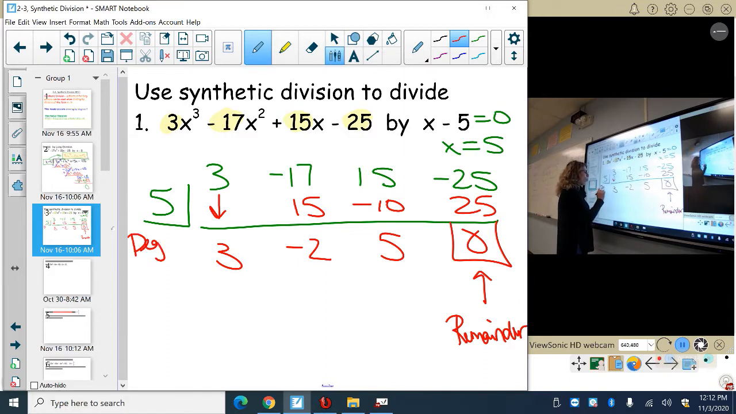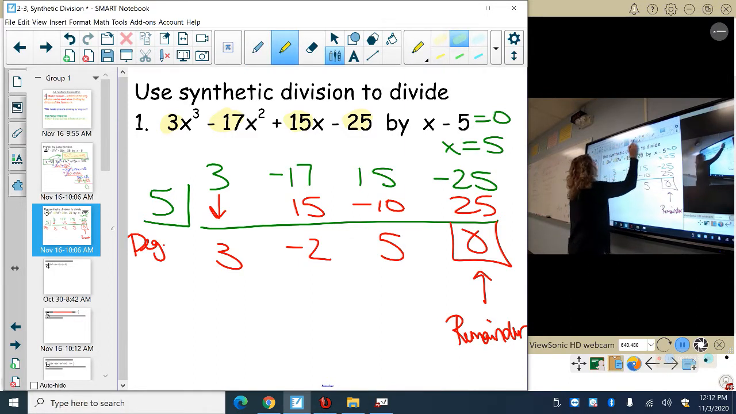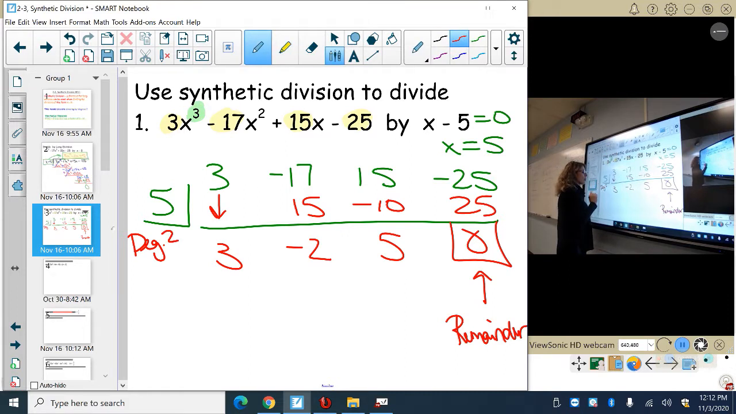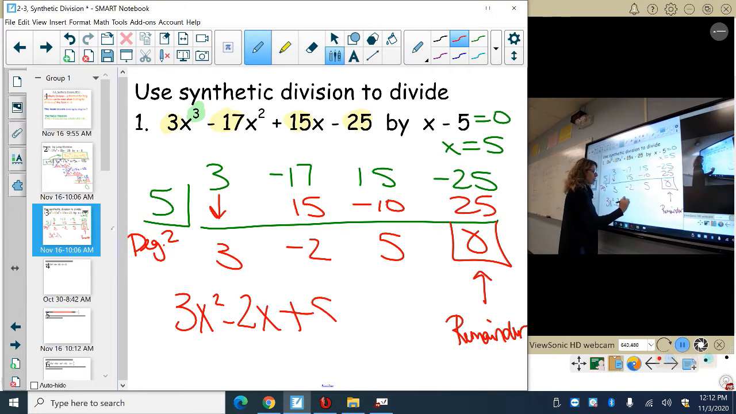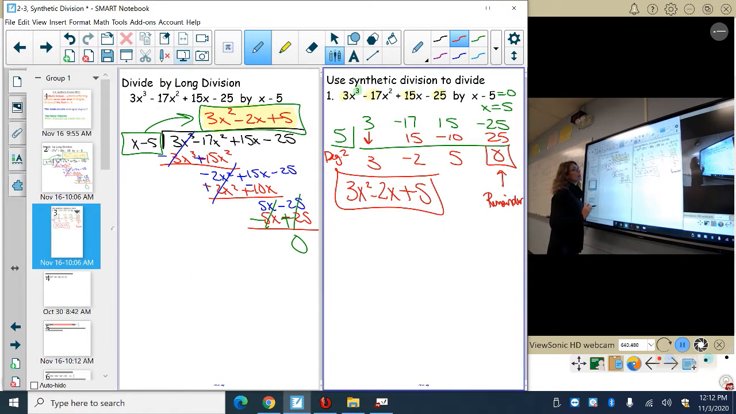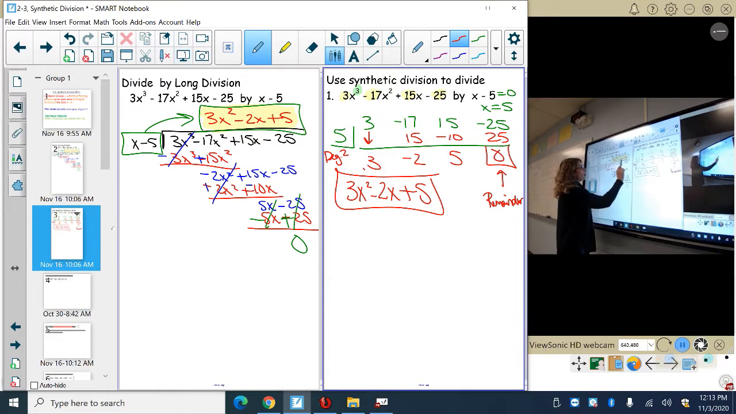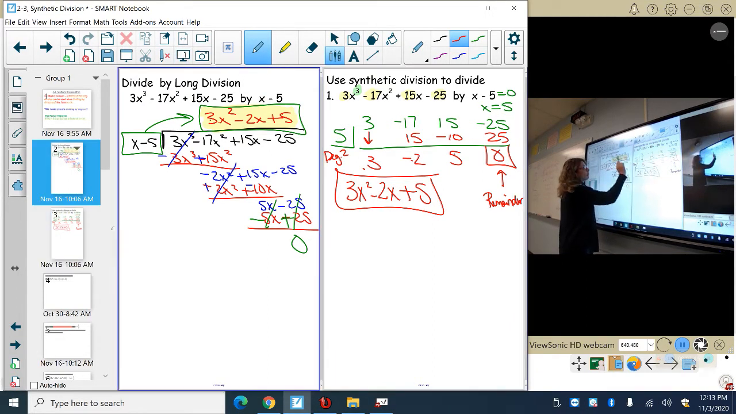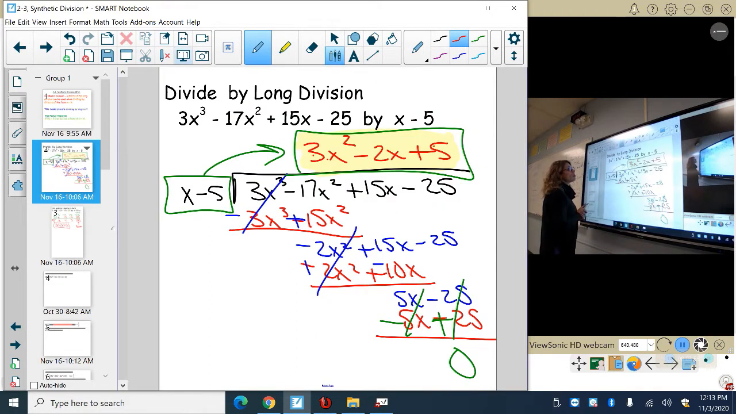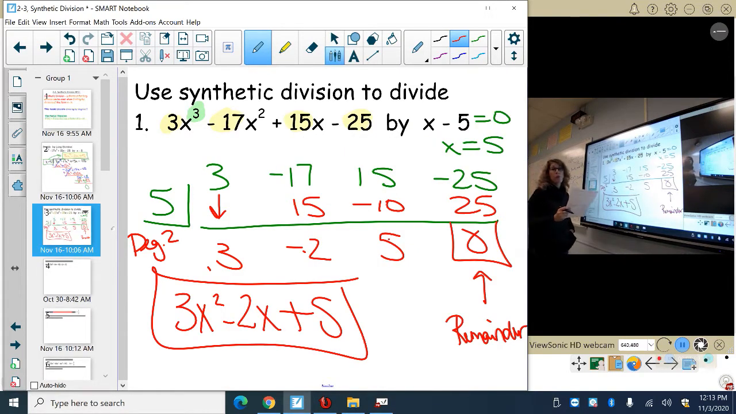This drops down 1 degree. It was degree 3, so now this is going to be degree 2. So this is going to be 3x squared minus 2x plus 5. And if you look, you'll notice these numbers match every time. And that's why we get the same exact answer. Done a heck of a lot faster and much more fun, right? So that is how you're going to do problems 1 through 4.